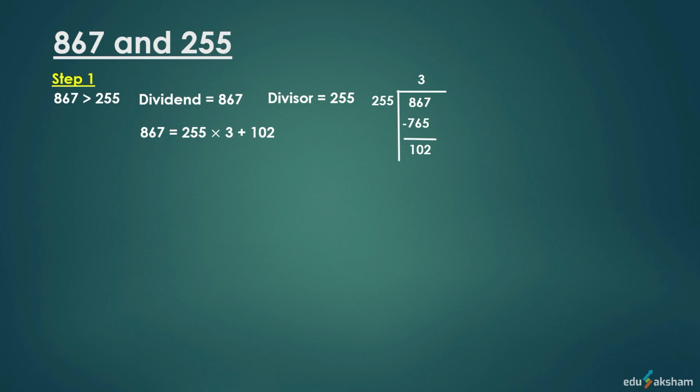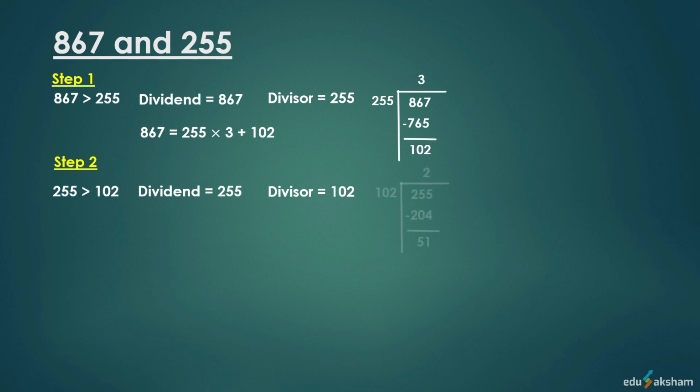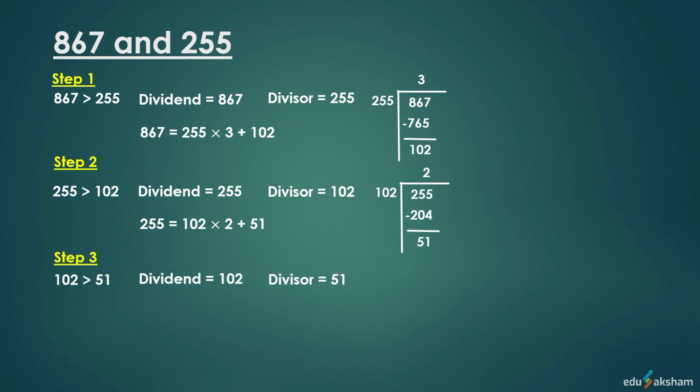Hence, we move on to the next step, in which the dividend is 255 and the divisor is 102. Dividing these two numbers using the long division method, we get 2 as the quotient and 51 as the remainder. 255 can be represented as 102 into 2 plus 51. Since the remainder is not 0 at this step, we move on to the next step, in which the dividend will be 102 and the divisor will be 51. Dividing these two numbers using the long division method, we get 2 as the quotient and 0 as the remainder.